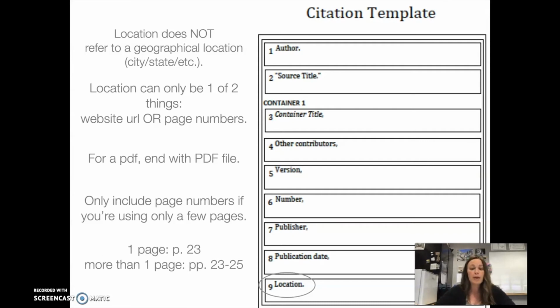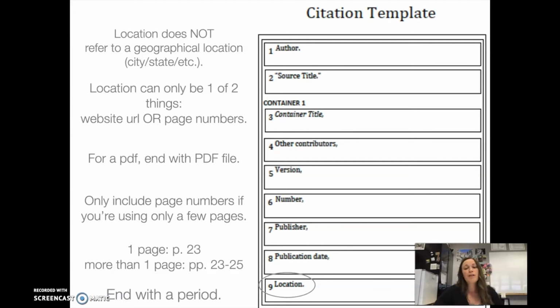If you're going to cite one page, then you have a lowercase p and then the number 23 or whatever page number it is. If you're going to cite more than one page, you actually put 2 p's. So one page p, more than one page pp. So pp 23 through 25, and that's kind of what it looks like. And then you would end with a period.